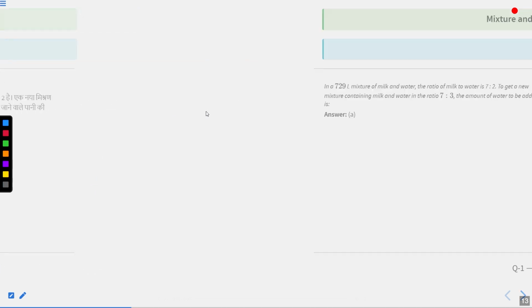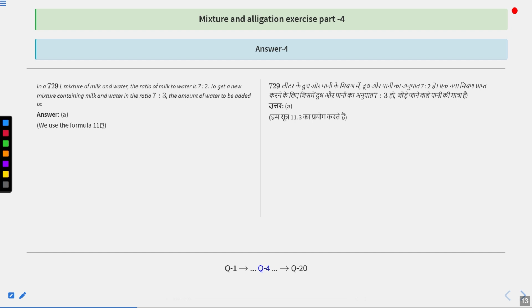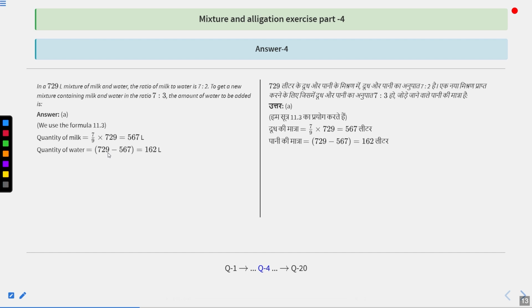Now time's up. Let's see the solution. We are using formula 11.3, the mixture formula. So the question says that we have 729 liter of mixture, in which ratio? 7:2. So it means total 9 unit is equal to 729. So what will be the value of 7 unit, or milk? We can say that it is 567 liter. So what will be the water? 729 minus 567, we get 162 liter.